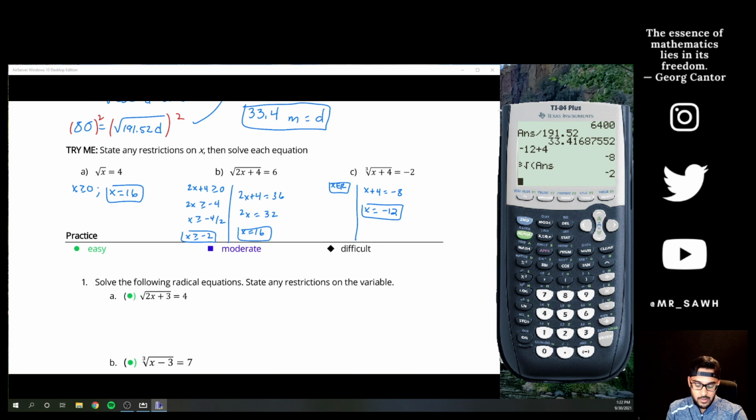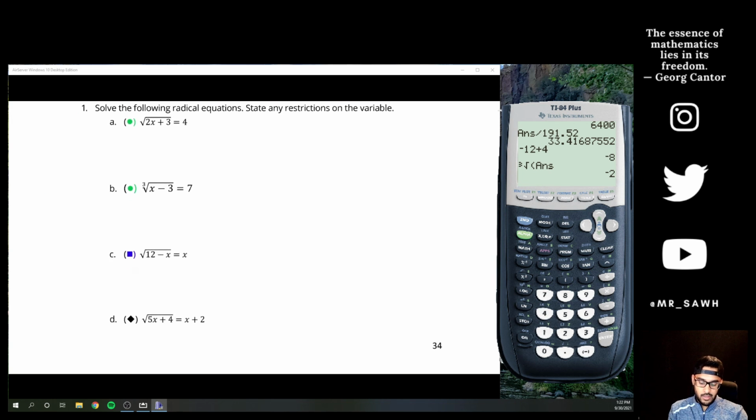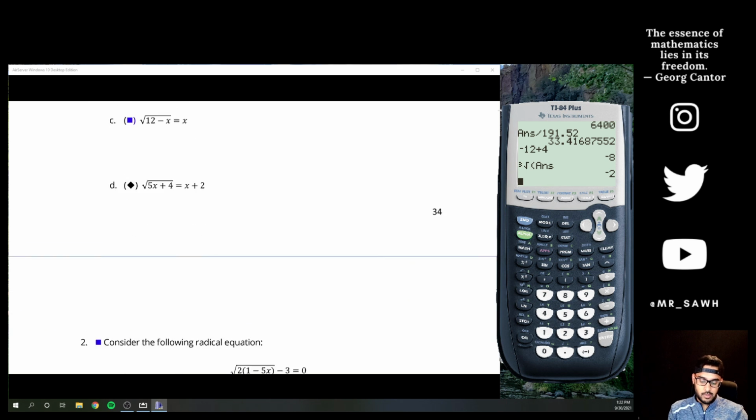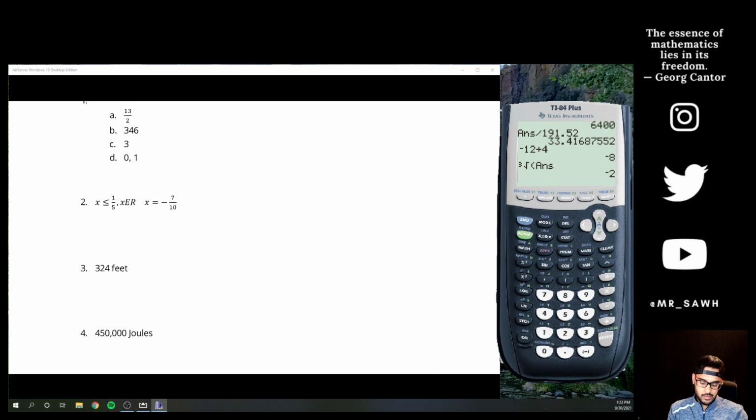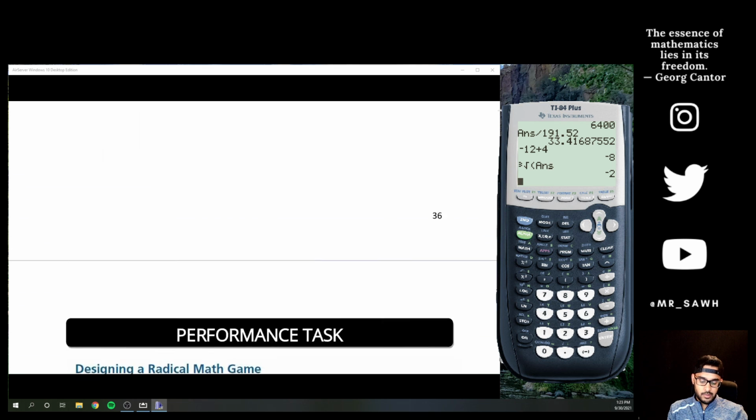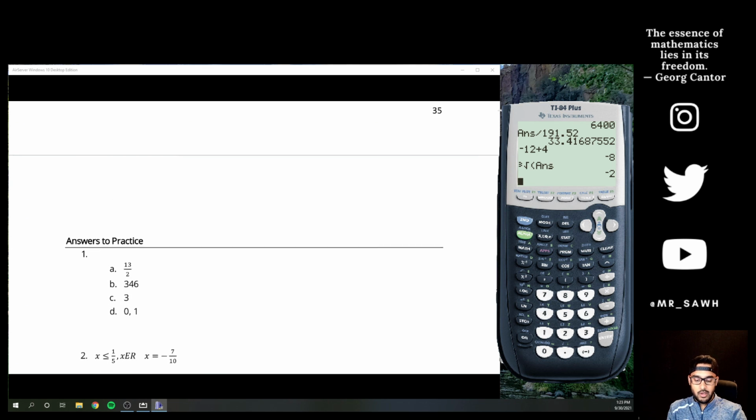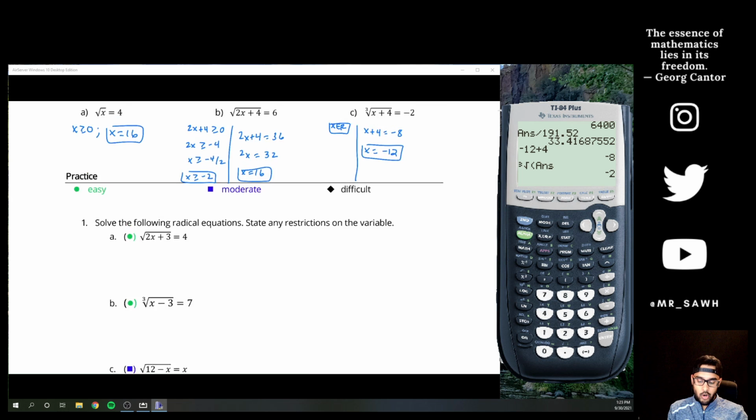So there are some practice ones underneath if you wish to try them. I'll give you the links to them. Like I said, everything will be in the description box, and the solutions will be there as well. So that takes us to the end of our unit on radicals. So I hope those are helpful.